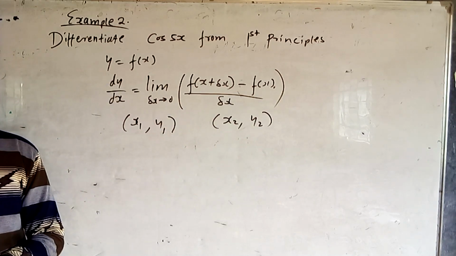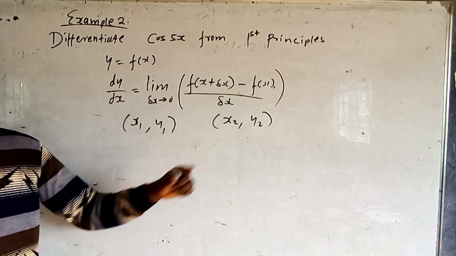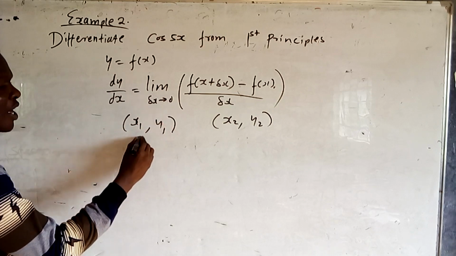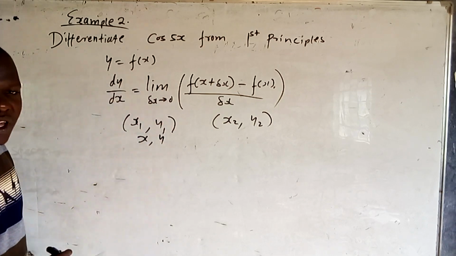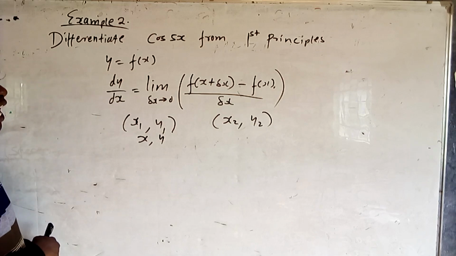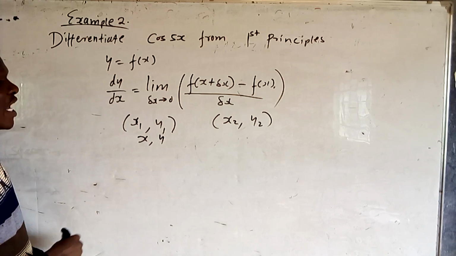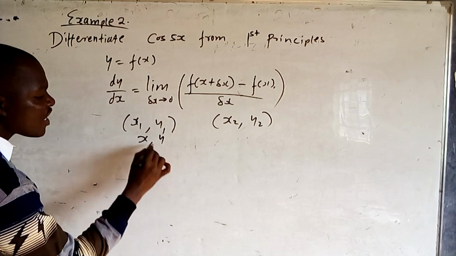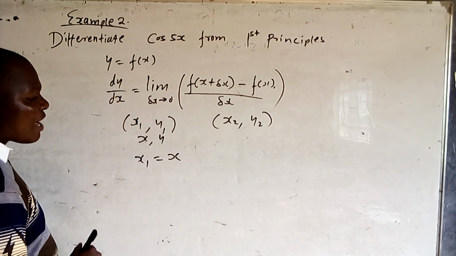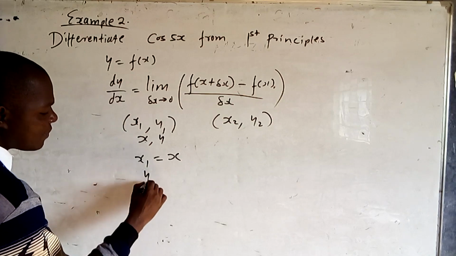From the 2 points, one should be known and one is arbitrary. So if you let the first point x1, y1 be an arbitrary point xy, that is any point on the curve, then we can start determining everything. What is the value of x1? x1 we say is x. Then, after getting x1, what is y1?